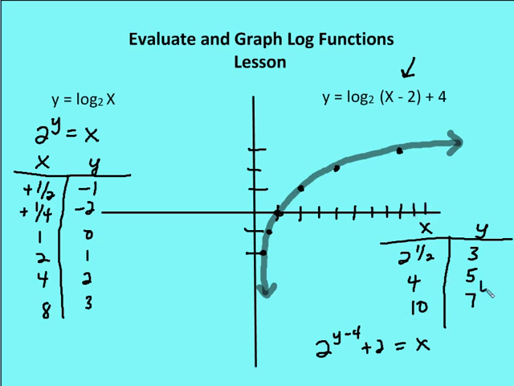And let's just put another value here, 6. When y is equal to 6, 6 minus 4 is 2, 2 squared is 4, 4 plus 2 is 6, so 6 and 6. So I have 4 points here, and we're going to plot those in red.